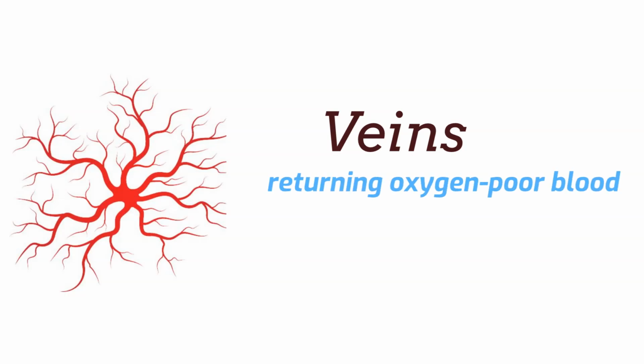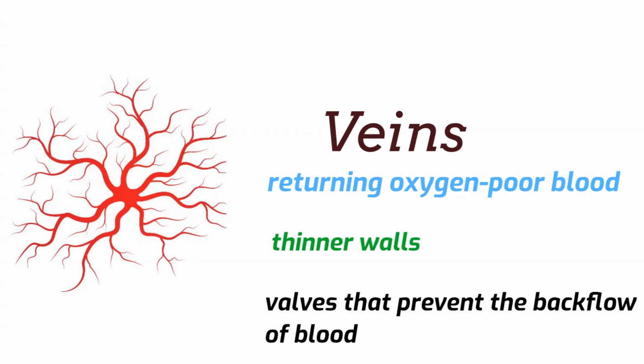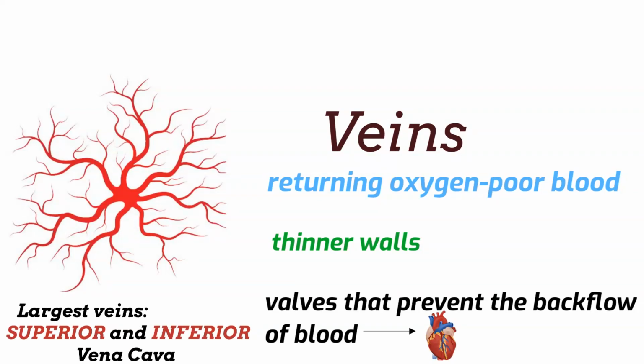Veins. Vessels that are responsible for returning oxygen-poor blood back to the heart. Unlike arteries, veins have thinner walls and often contain valves that prevent the backflow of blood, ensuring that it moves in one direction towards the heart. The largest veins are the superior and inferior vena cava, which deliver blood to the right atrium of the heart.